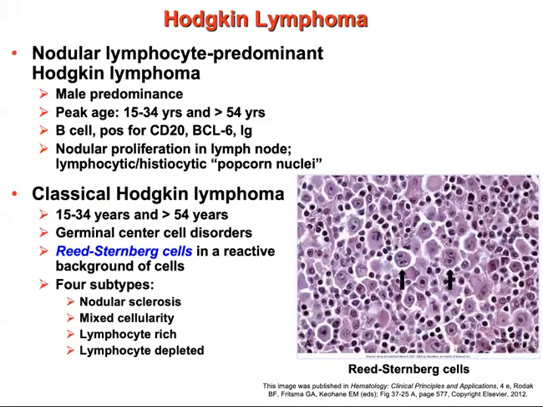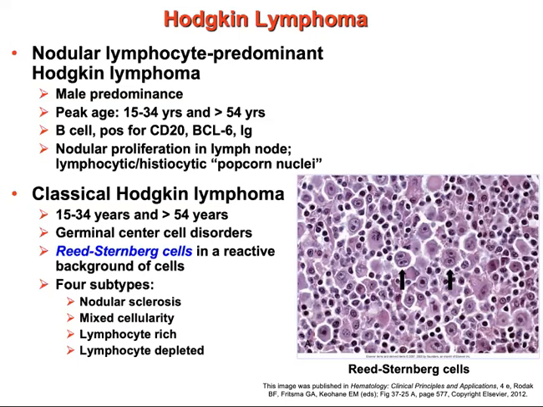The normal architecture of the lymph node is replaced by nodular proliferation of small lymphocytes, and these popcorn cells. These cells are positive for CD20, BCL6, and immunoglobulin chains. And most patients that have this are male patients. And they could be young, like 15 to 35, and then older than 54 or 55. Same thing with the classical; you see it in the same age range.